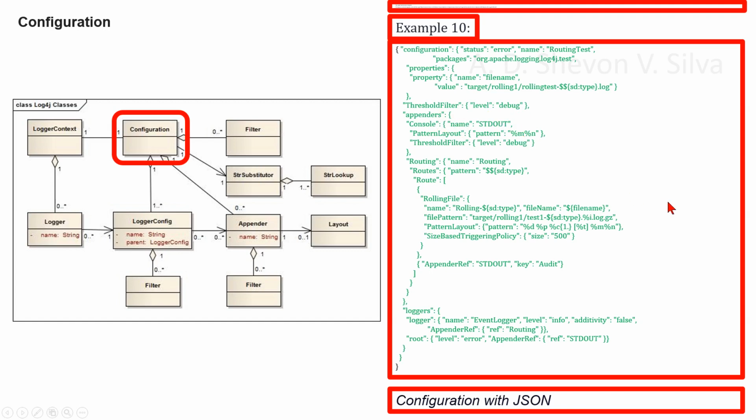Note that in the routing appender, the root element has been declared as an array. This is valid because each array element will be a route component.